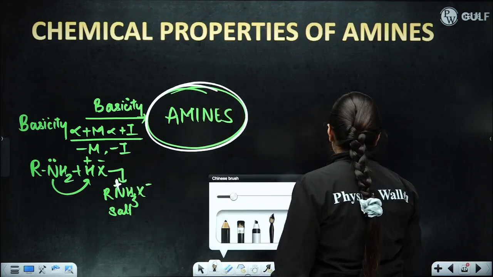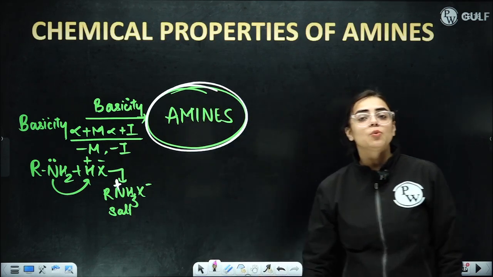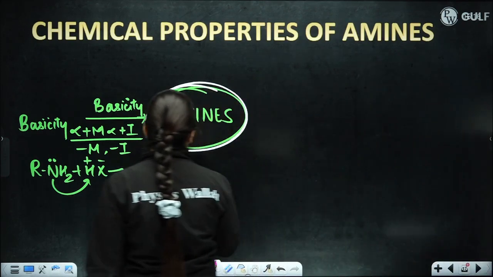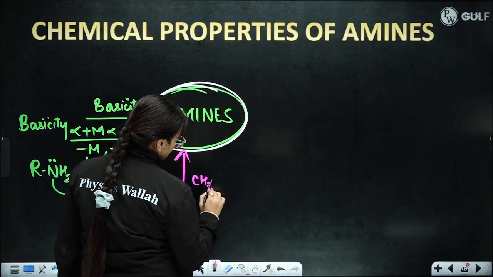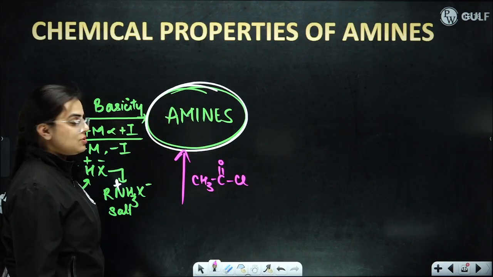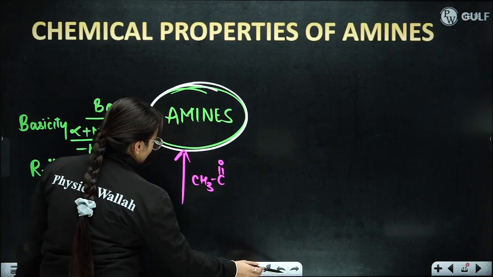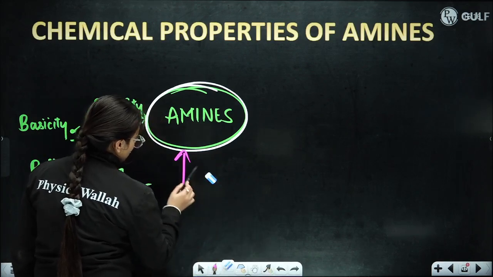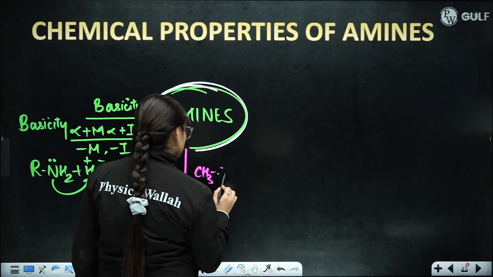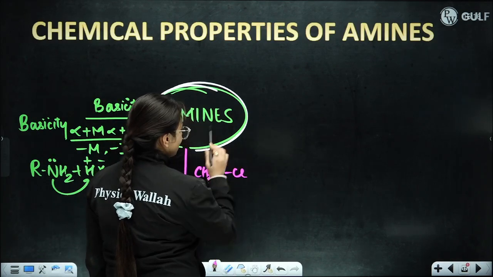Right. Now, let's discuss the second chemical property. But before that, I want you to write this property down over here. Now, let me show you the next property. That is when you are reacting it with CH3COCl. Now see, you are not preparing it; this is a chemical property. So if you are reacting it with CH3COCl, let me show you what exactly happens.